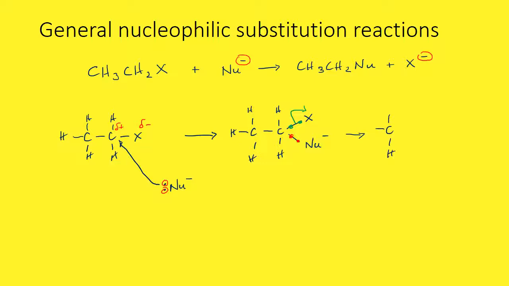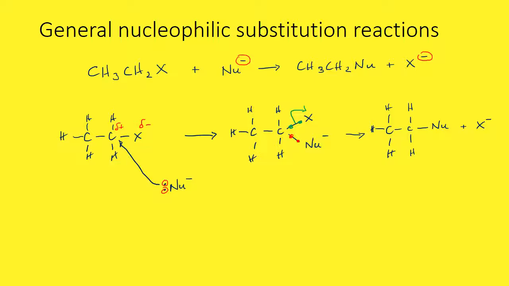Draw our methyl group as before, draw our CH2 group as before, and carbon of course can only have 4 bonds, and it is preferring this new bond to the nucleophile, and we are left with X minus.